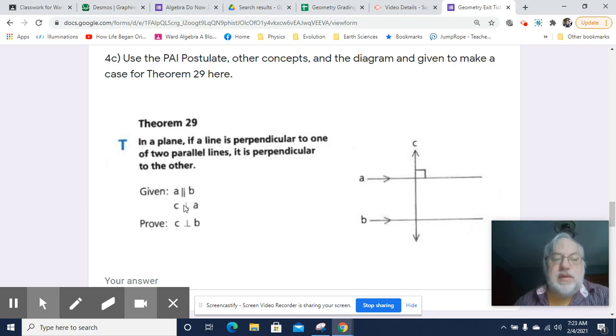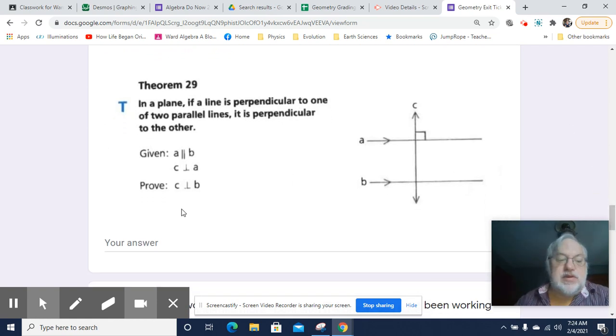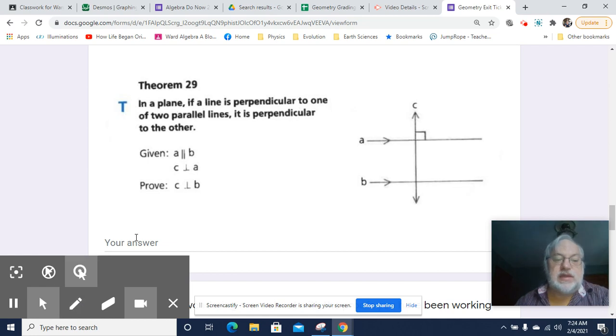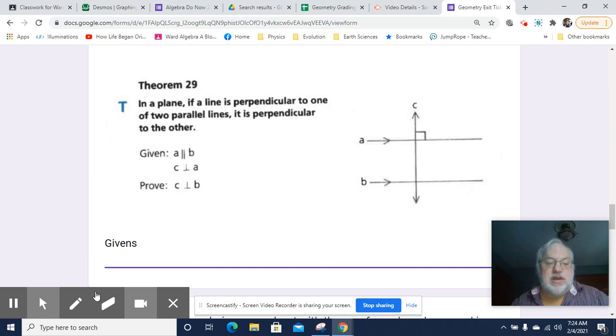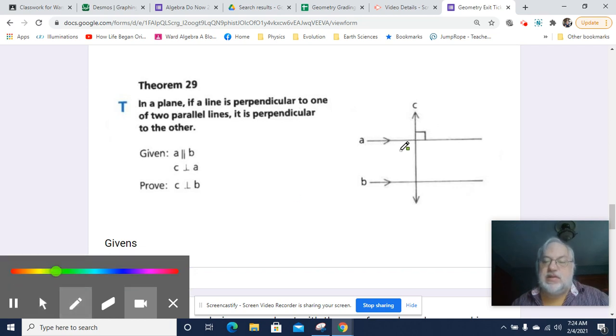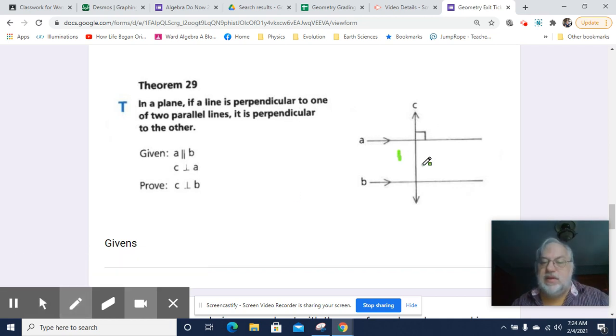We're going to try and prove that line C is perpendicular to line B. We've been given that line C is perpendicular to line A. I'm going to scroll down a little bit so I'm not running up against this stuff. So there's some things that we can say pretty quickly. So we've got the givens, and then we're going to go ahead and label some angles. I'm going to label this 1, and I'm going to label this angle 2.